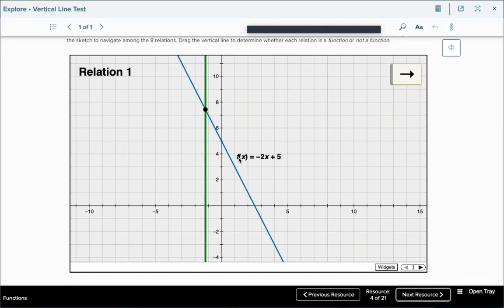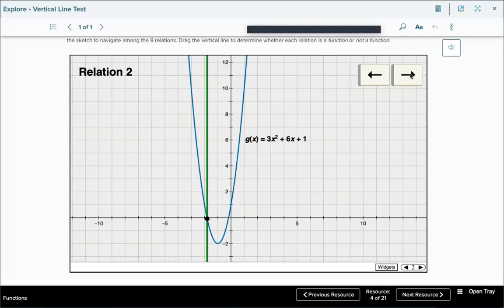So here's our function f of x equals negative 2x plus 5. Here's my green line. I'm just going to drag it. Now notice where the green line intersects the graph of our function, the blue line, at the dot. It's only touching at one place at a time, the whole way. Now, if it's a function, that means what? It only intersects one time. If it intersects more than one, not a function. Let's look at another one.